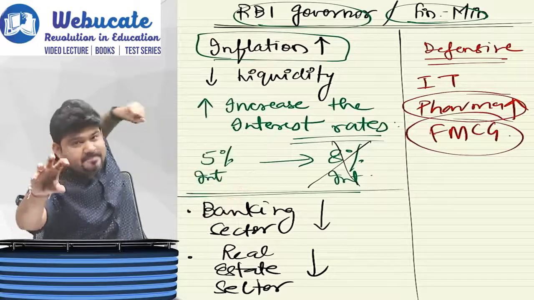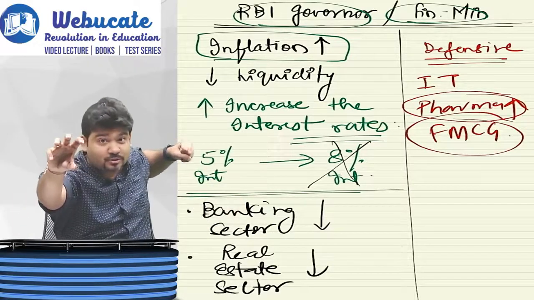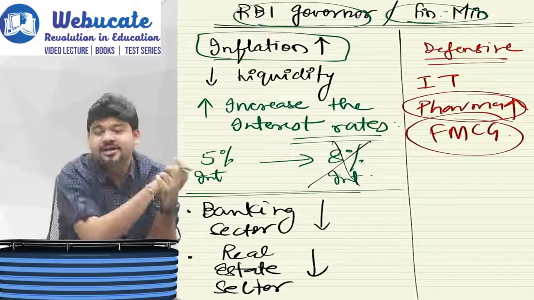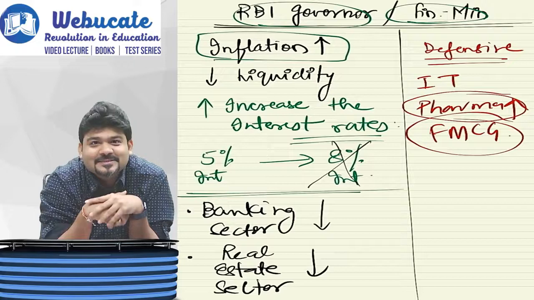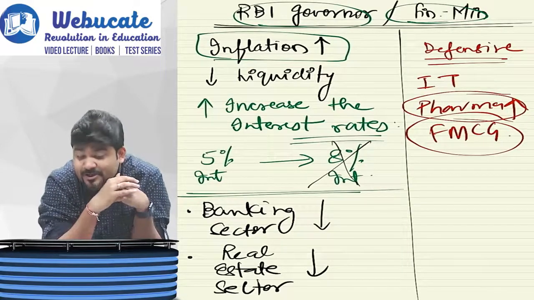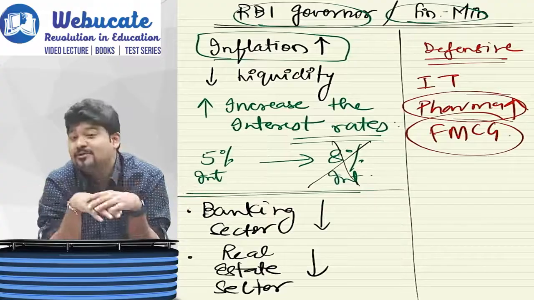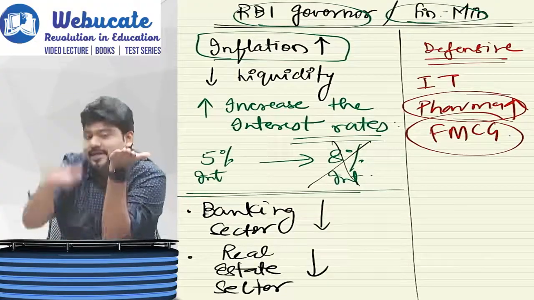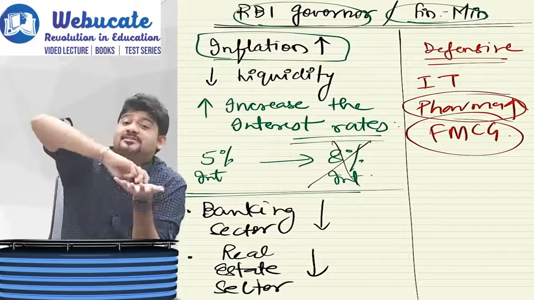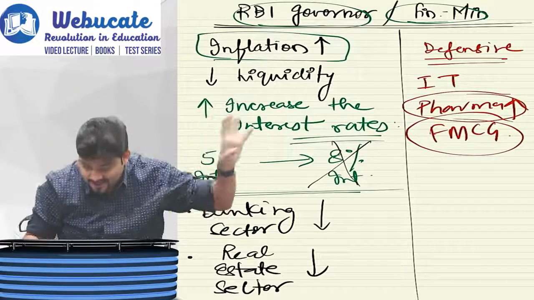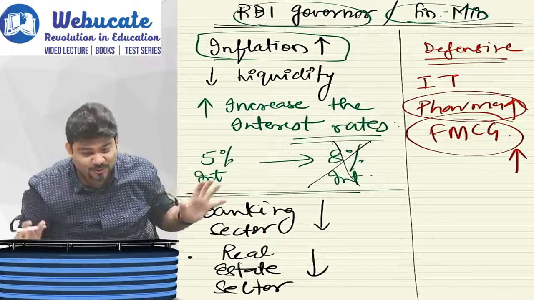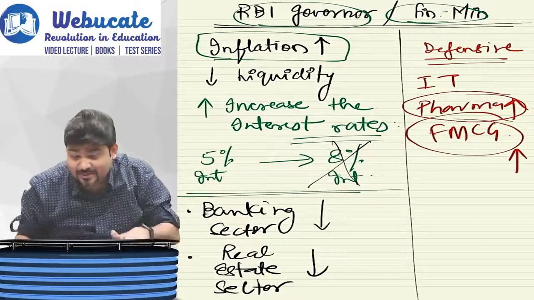I will immediately withdraw the money from here because I know they are going to fall. I will put it in FMCG and pharma industries. Why? Because I know at least they are going to remain stable. And if they are going to remain stable, it is better than the falling market. So now I will put it here. If I put it here, the demand will increase, the share price will increase. At least here, the things are doing better. Yes or no? Right. Now pay attention.